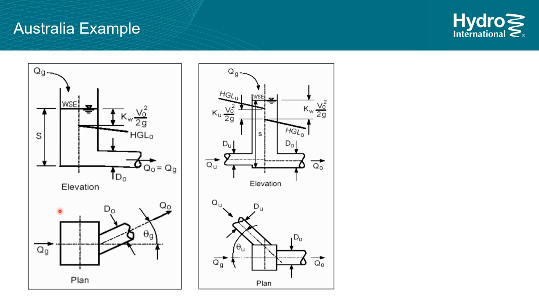And this is from a manual in Australia. And you can see here they have a catch basin. Here's our K times V squared over 2G. It's how you generate that grade line here from a flow rate here. And they're talking about the velocity at this outlet. So you get the idea of how that works out.